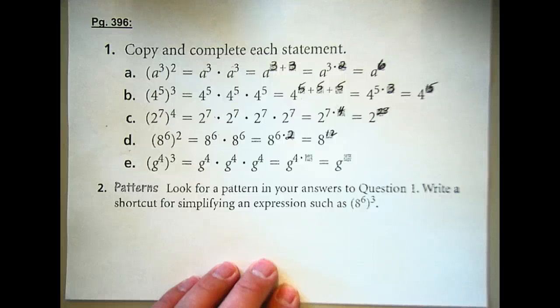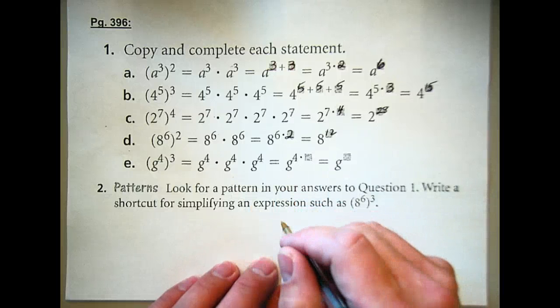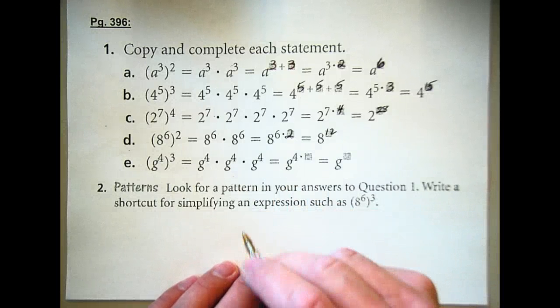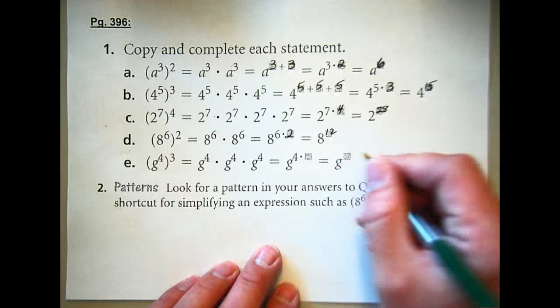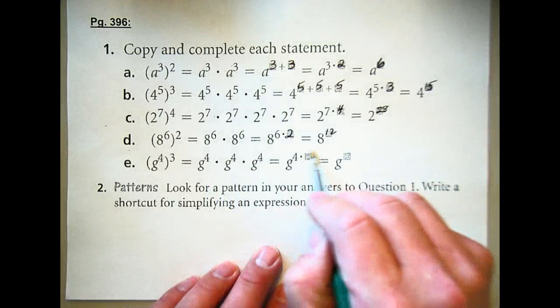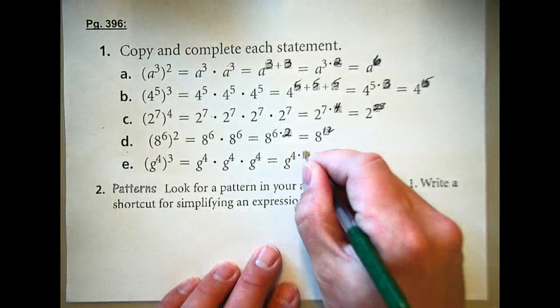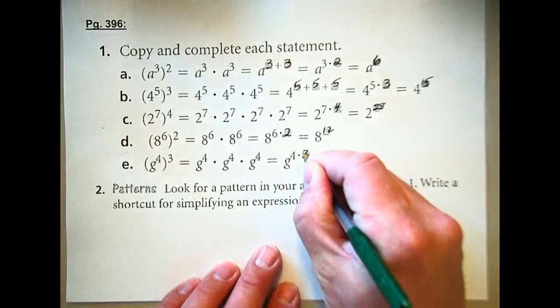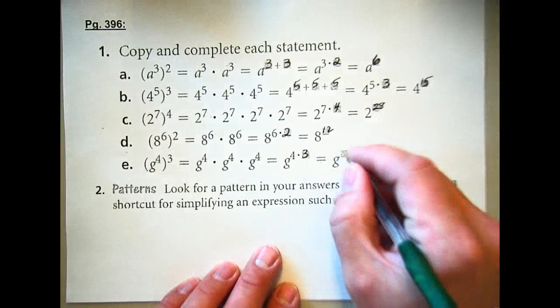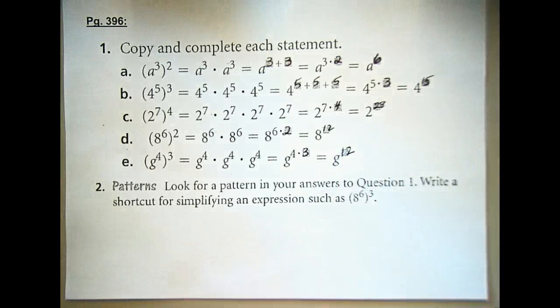Austin. Sorry, I'm just using the random number table on my calculator. So what do you think here, Austin? Number for letter E? G to the 8th. How about right here? G to the 4 times 3. 4 times 3. So what's that give us? G to the 12. Well done. All right, look for patterns in your answers.